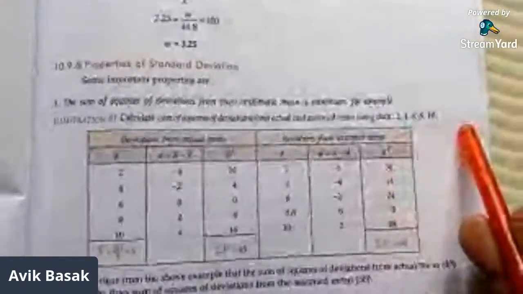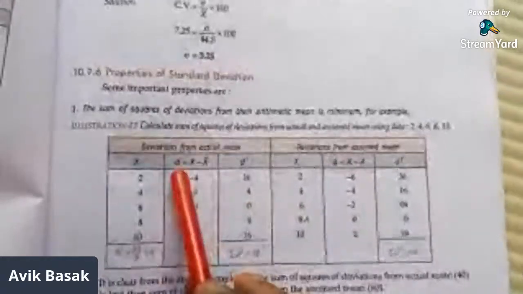Whenever you square the deviations from their arithmetic mean, it should give the minimum value. So calculate, they have given the sum 2, 4, 6, 8 and 10. What you have to find out? Deviation from the actual mean, and deviation from an assumed mean. How? X values are given here. You have to find out D.